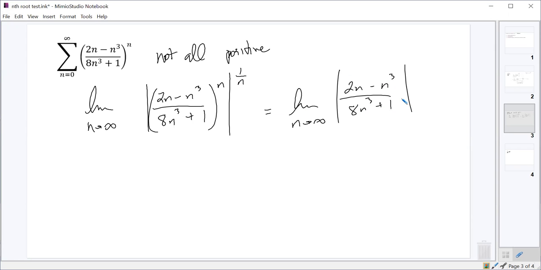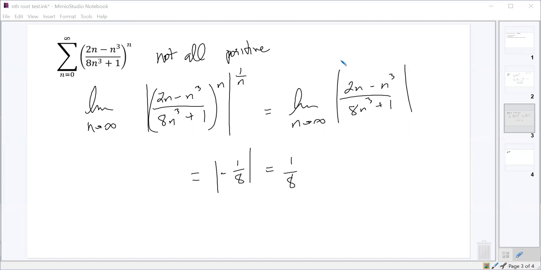And what does that equal? That should be an easy one. Since this is just a rational function that we're taking the absolute value of, the rational function has the same degree in the numerator and the denominator. And so you take the leading coefficients and divide them, and what do you get as your limit? The absolute value of negative 1/8, or just 1/8.